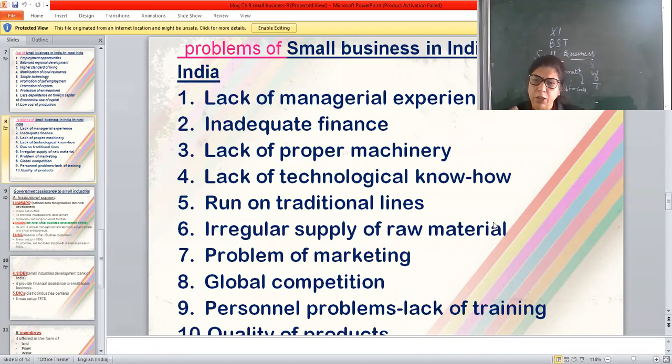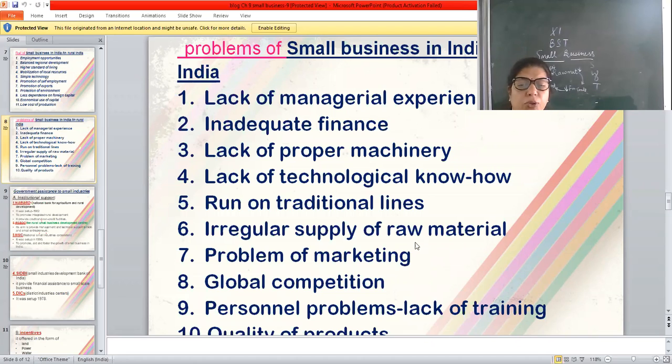They are getting products of poor quality, not as per specification. So the problem of raw material they always face. And if they are not getting proper finance, generally they do not have professionally qualified experts. They don't have such persons, so the problem of marketing is there.